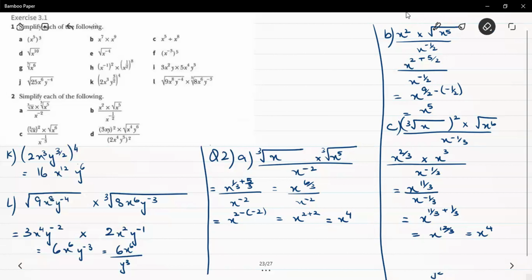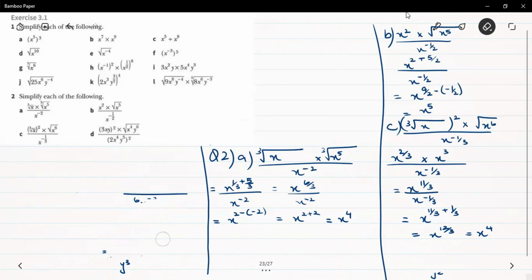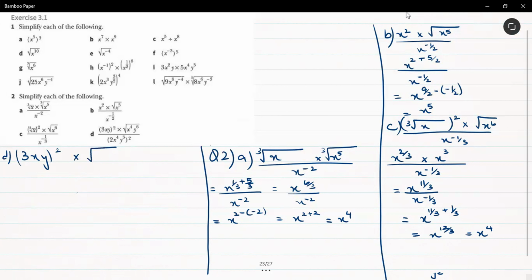Part D, let me just get some space. I think this will be enough for part D. Okay. So for part D, we have 3xy whole squared multiplied by under root x to the power 4, y to the power 6, divided by 2x to the power 4, y to the power 3 whole squared.